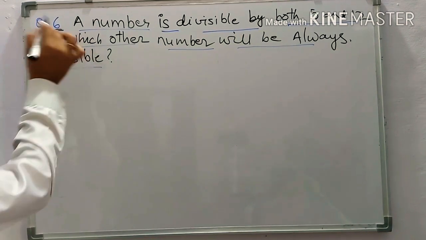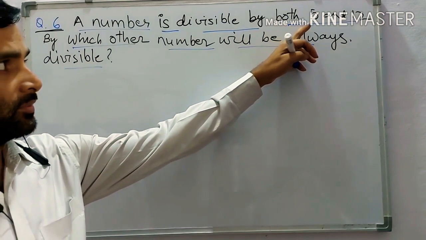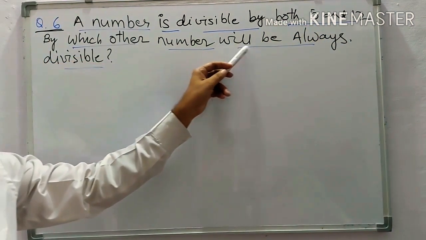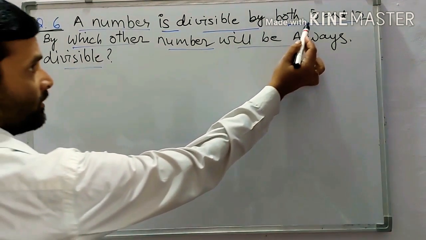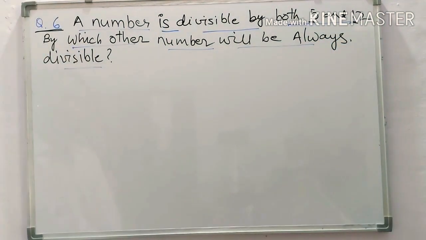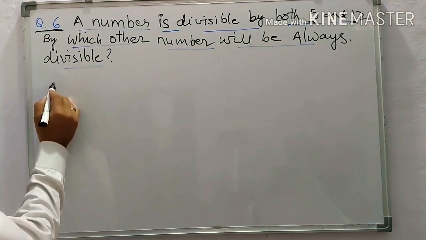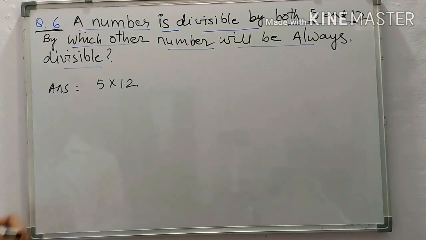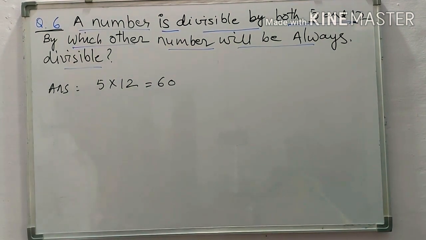Question number 6. A number is divisible by both 5 and 12. By which other number will it always be divisible? A number is divisible by 5 and 12. It means the other number is a factor of 5 and 12. That is the answer: 5 into 12 is equal to 60.